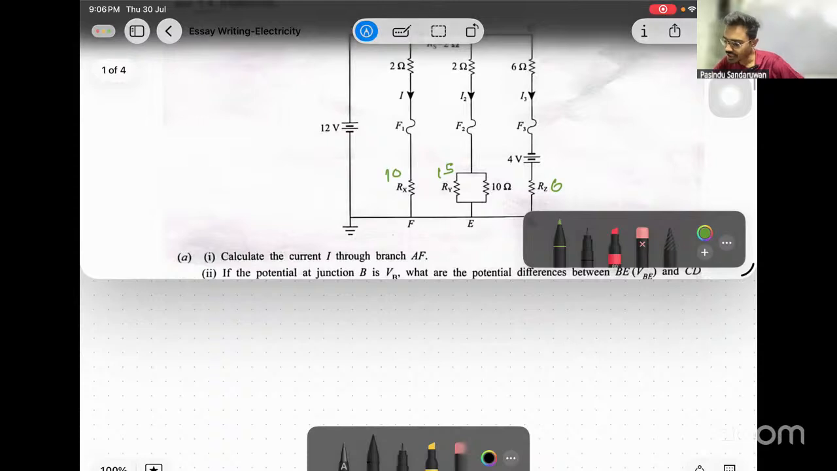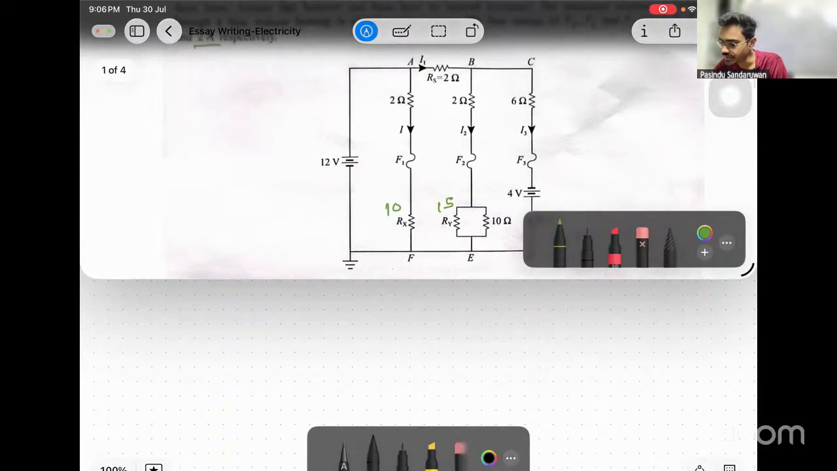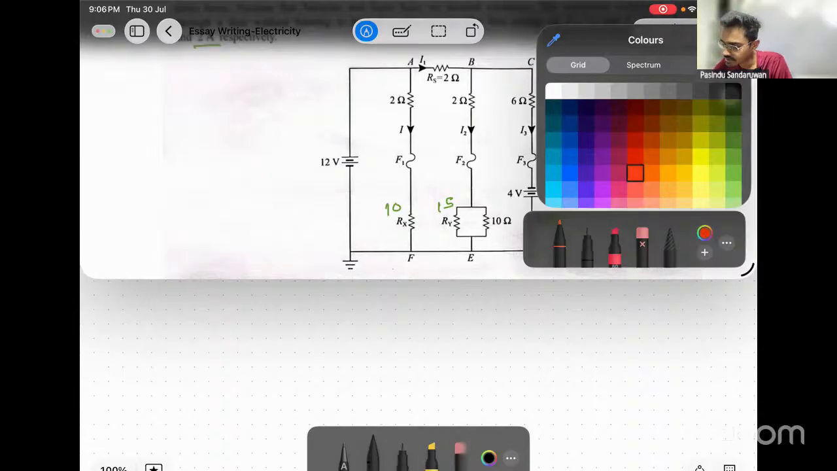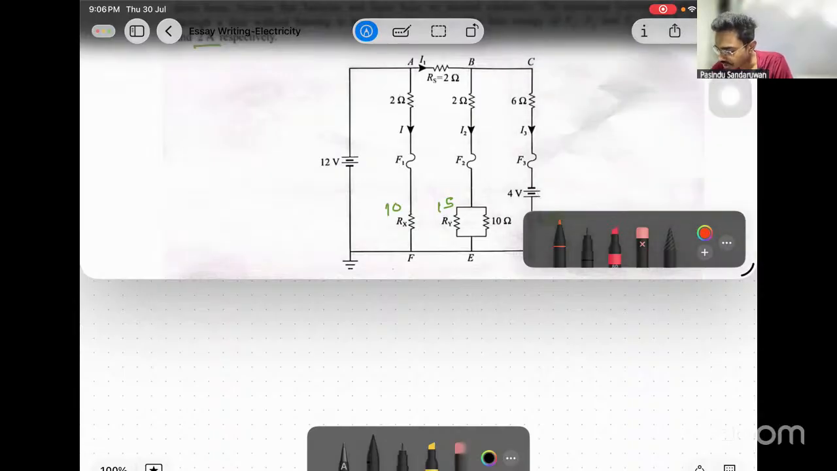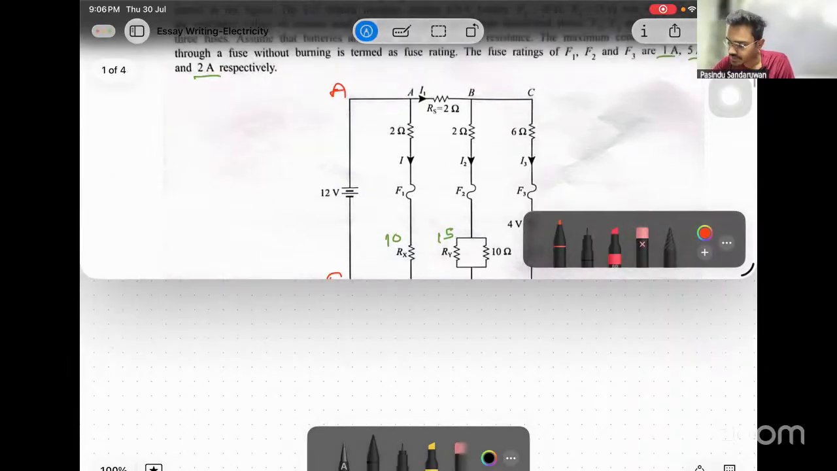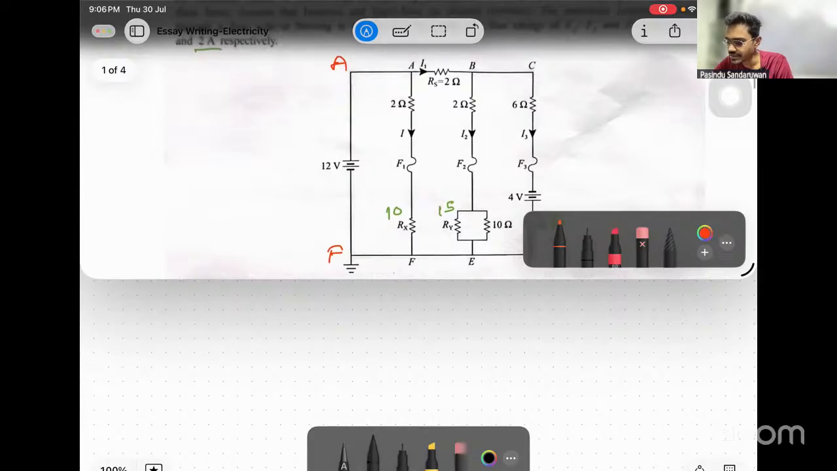Part A. Calculate the current I through branch AF. If this is 12 volts and this is a ground, say this point is F and this point is A. Then the potential difference across AF is exactly 12 volts.